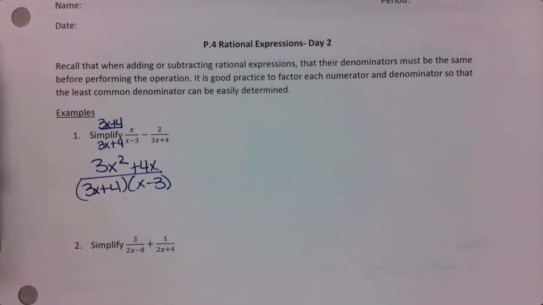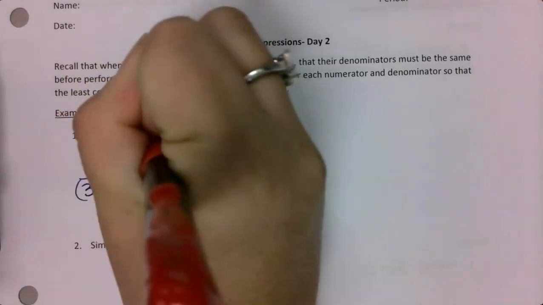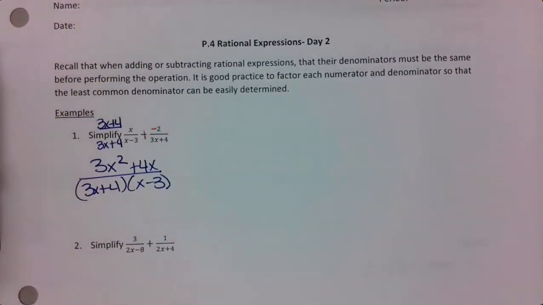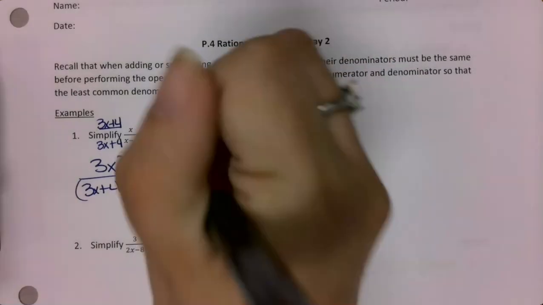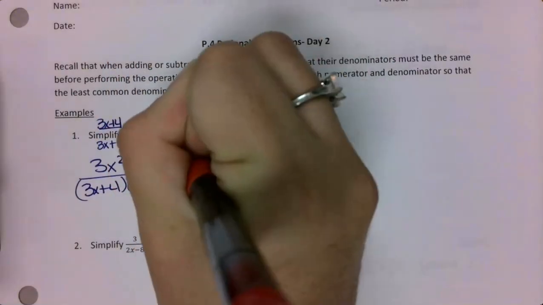On the second one, since I have a minus sign in between it, I want to change this sign to positive and move that negative to my 2 so I don't forget about it. Then I also want to multiply by the missing factor on this one, which is x minus 3, and I'm going to do it to the top and bottom.